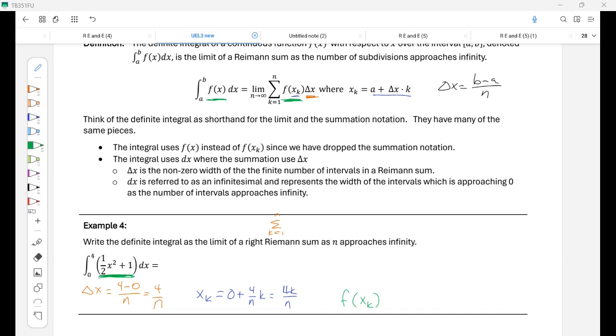I won't generally write this first part out. I'm just going to rewrite x squared with xk in it. Right? If f of x is the thing that I have underlined, then f of xk replaces the x with xk. But what we really have here is 1/2 times 4k over n, squared, plus 1.